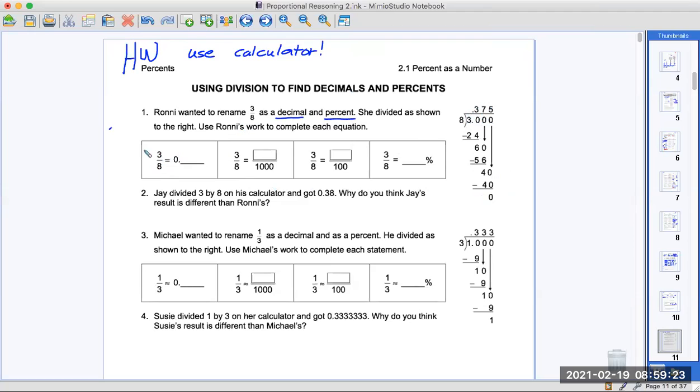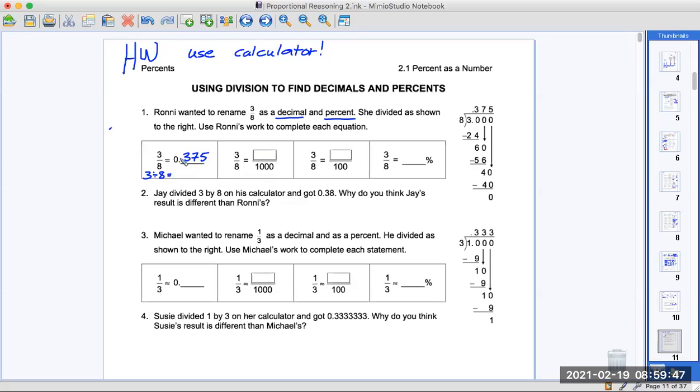Now, when you divide numbers, the order is important. You divide top divided by bottom. So 3 divided by 8. And when you put that in your calculator, you will get 0.375, unless your calculator is set up to round automatically.